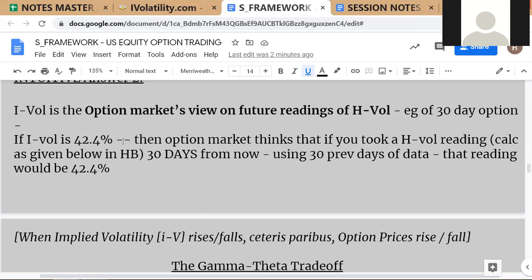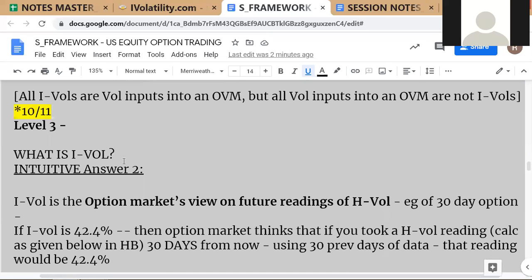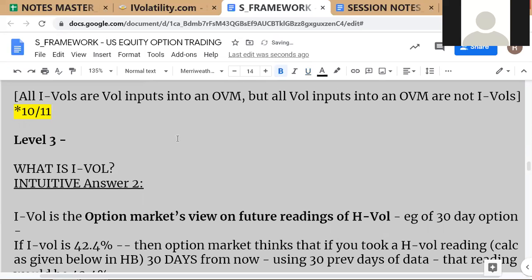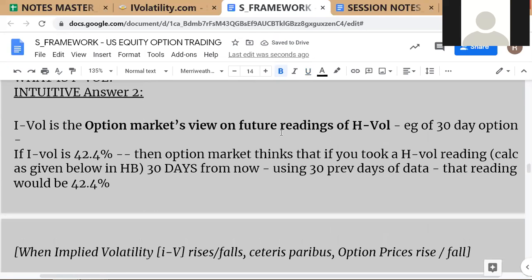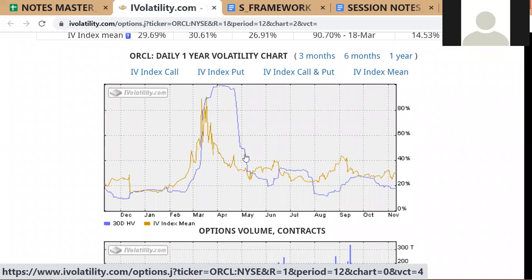This detail you'll understand a little better later when you do the calculation of HV. But just to be comprehensive, at least I'm mentioning the different concepts. The third level of understanding of IV is that it is the option market's view on the future readings of HV. Essentially, what these blue HV readings will be X days down the line, where X is the tenor of the option. In this case, it's 30 days. It could be any time period.